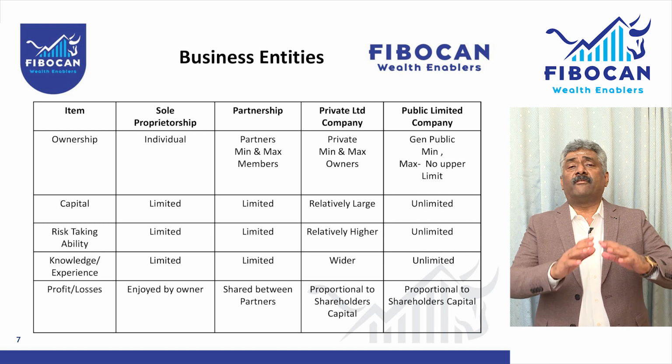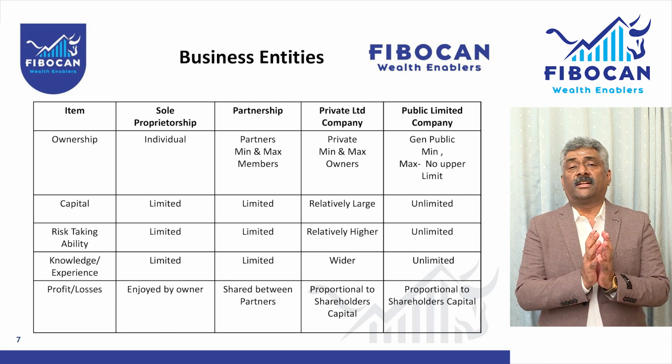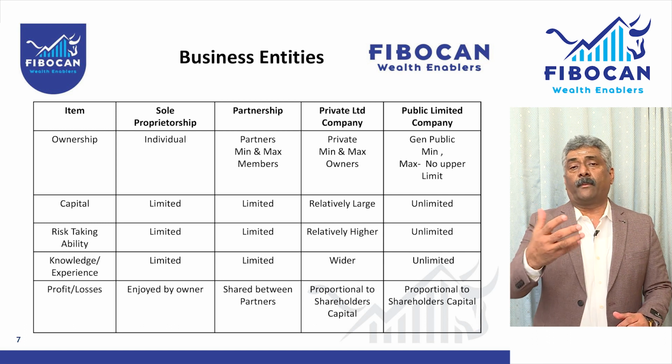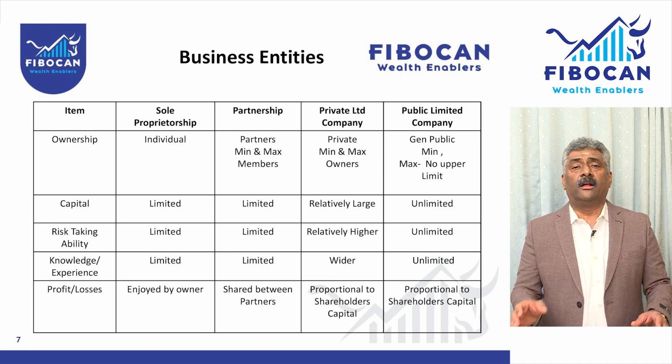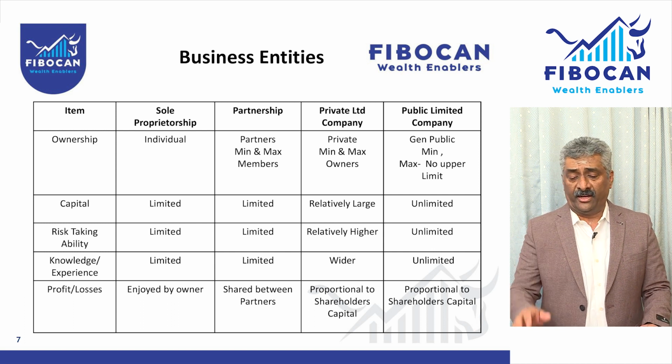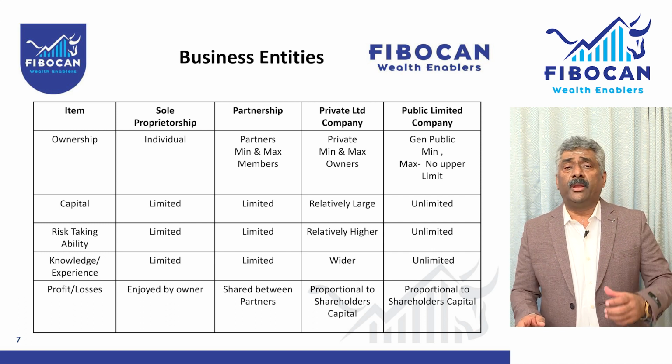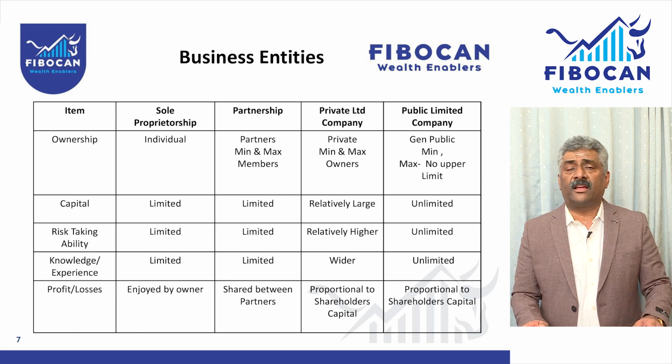Private limited company, where the ownership is restricted and they cannot invite the general public to become shareholders. Public limited company, anybody, the general public, can become a shareholder. That is the only difference. Of course, there is a minimum membership for both public limited and private limited. Maximum is there for a private, I think it is 50 now.